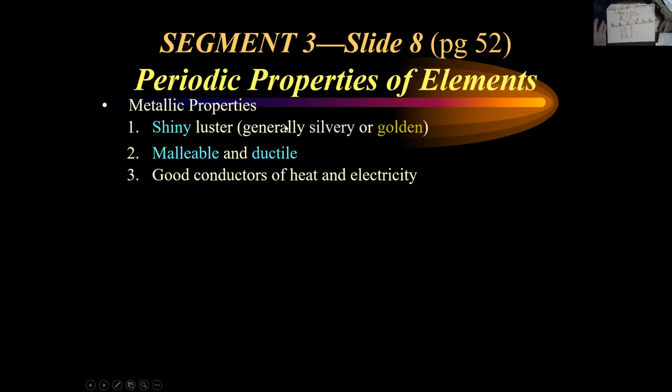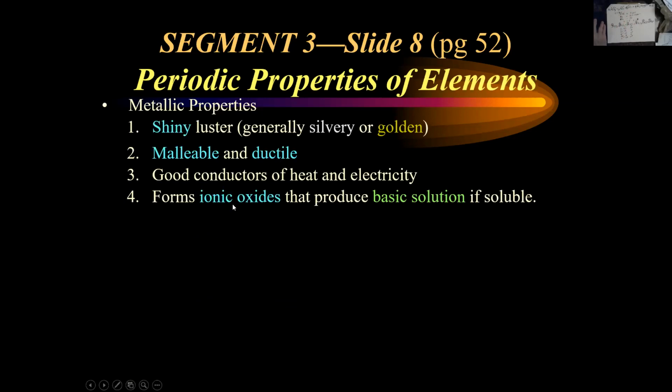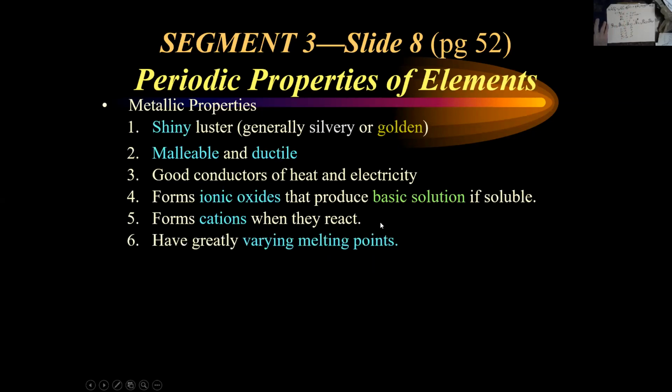They're good electrical conductors of heat and electricity. I've already told you why. And they form ionic oxides, and they produce basic solutions when the oxides dissolve, if they do dissolve. Okay. They form cations as they react, and they have generally varying melting points.